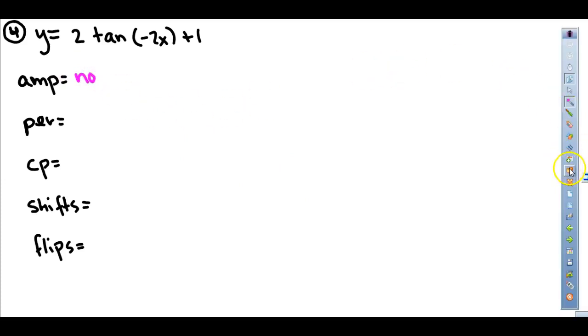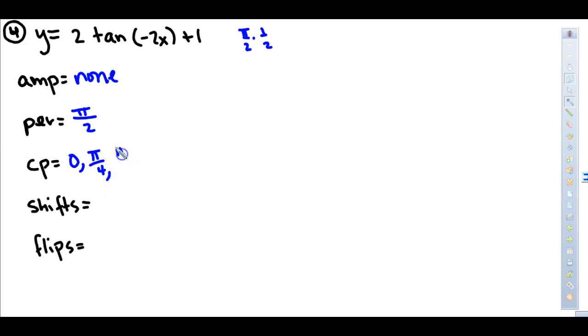Okay, no amplitude, period is pi divided by the absolute value of b. Critical points, the first one 0, and then we're going to take the period and divide by 2. Now remember, dividing pi over 2 by 2 is the same thing as multiplying it by a half. So that'll be pi over 4. And then your last one's going to be the period, because you're going to multiply this by 2, and it's going to bring you back to pi over 2.